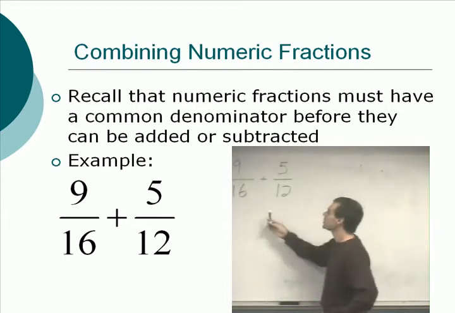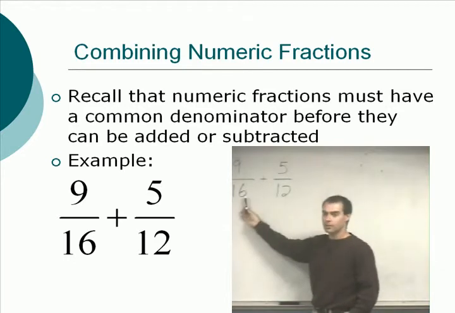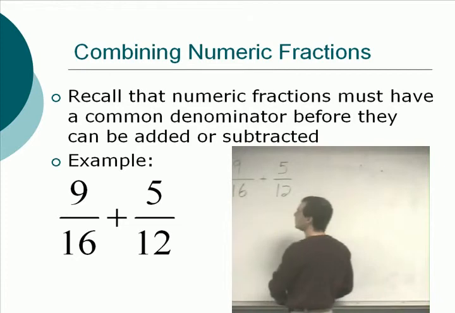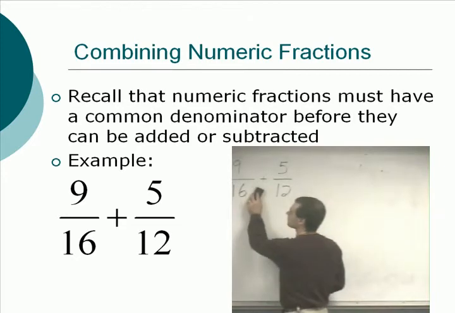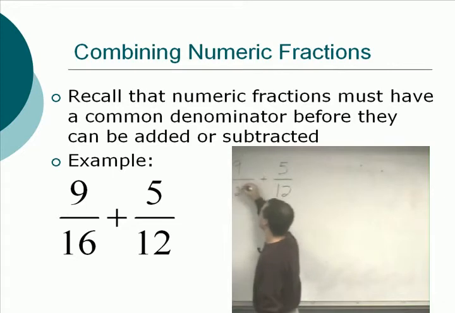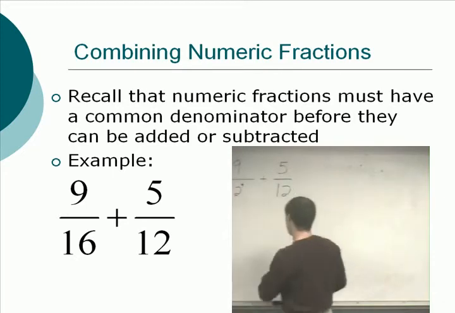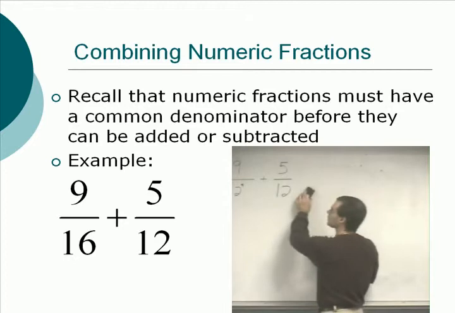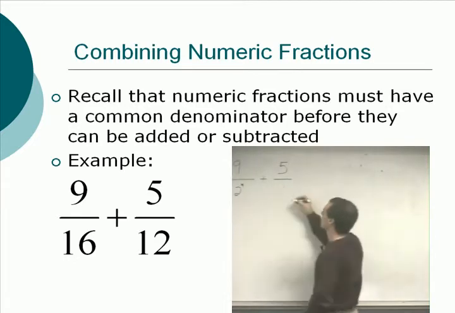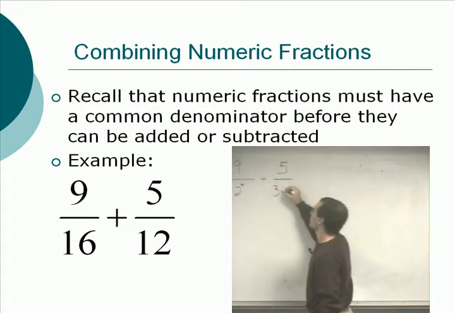We're just going to take these two and break them into their factors and look at the factors. Okay, so 16 would factor into 2 times 2 times 2 times 2, or in other words, we'll just call it 2 to the 4th power. 12 factors into 3 times 2 times 2, or 3 times 2 squared.